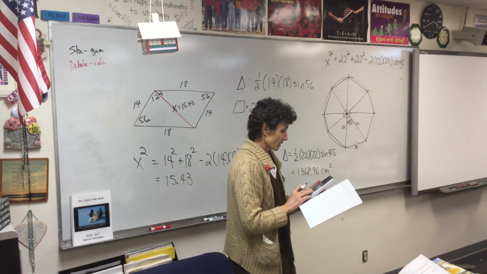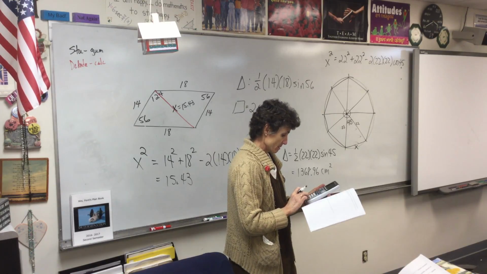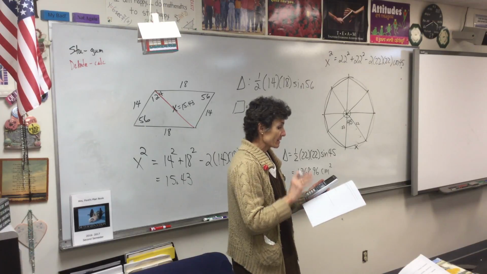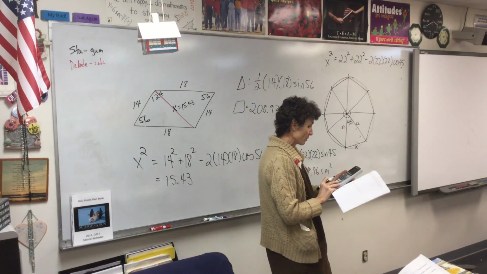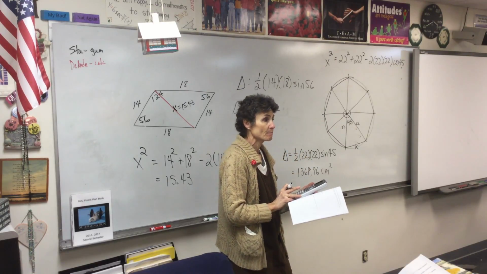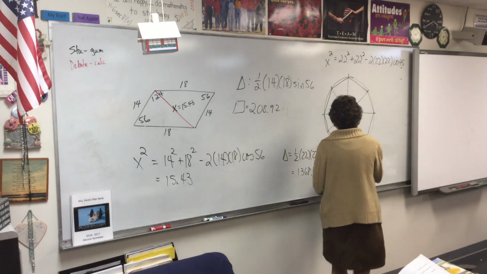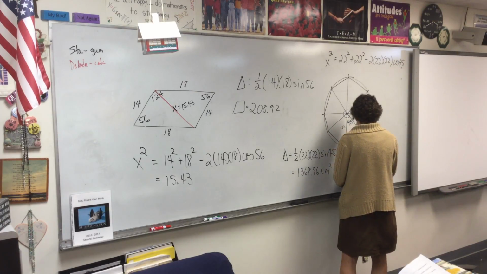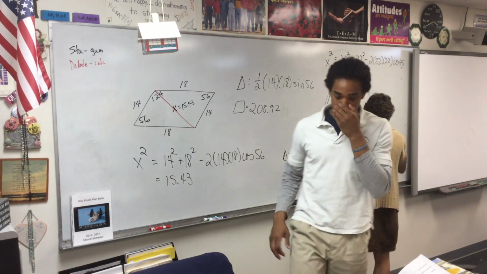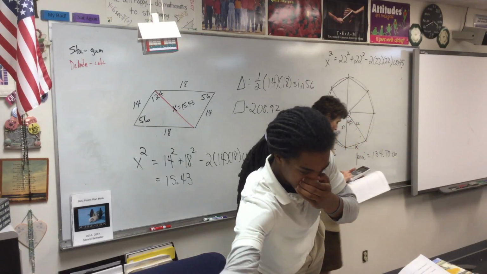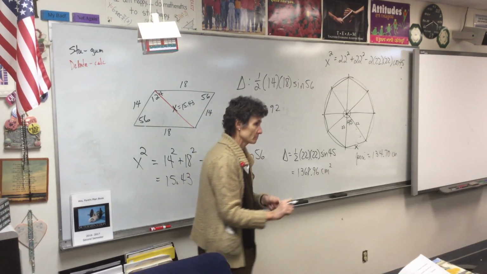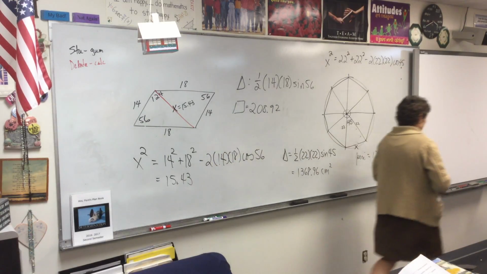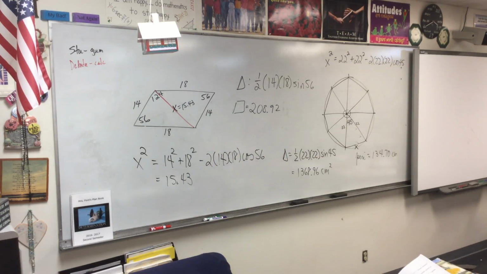16.84. Okay. Times 8. So yeah, 16.84 is each side, but I want the perimeter, so don't I need to times that by 8? Oh, yeah. So my perimeter, I got 134.70 centimeters. Is that okay with everybody?